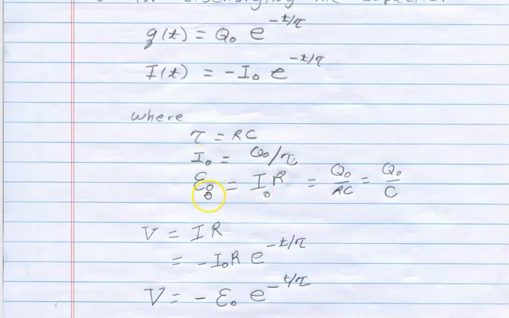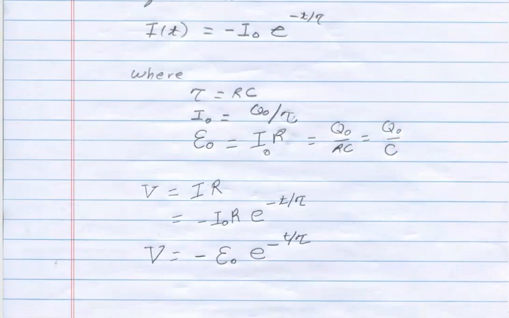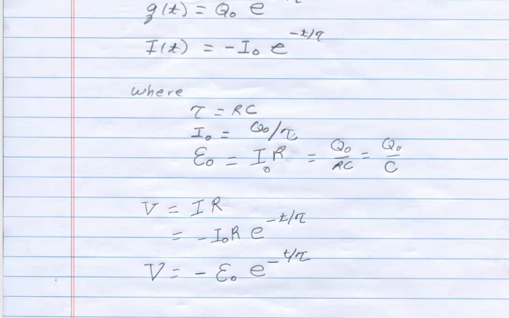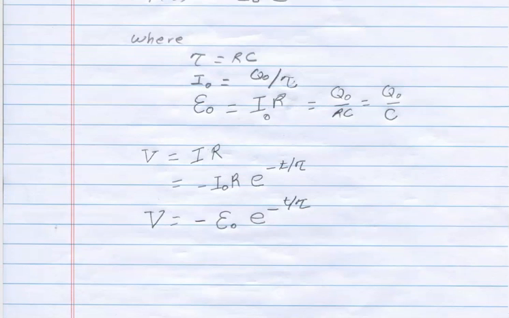If you look at the voltage across the capacitor, at time t equals 0, it's just I naught times R, and that's the same as Q naught over C. And so sometimes you see the voltage written, and this is the voltage drop across the resistor, as this minus E naught over R. Well, that's the discharge equations for the capacitor.